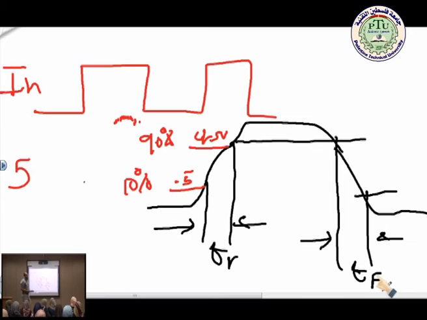Because in reality, if we take the time needed to charge the capacitor, it does not start here. There is other calculation behind it. To compensate for that, since this other calculation will affect the other calculations, we have to start from this point, 10%.